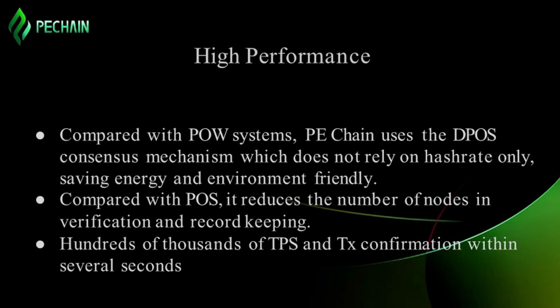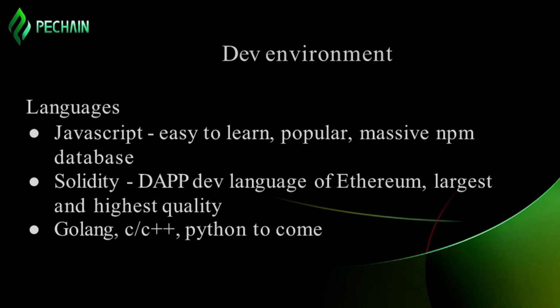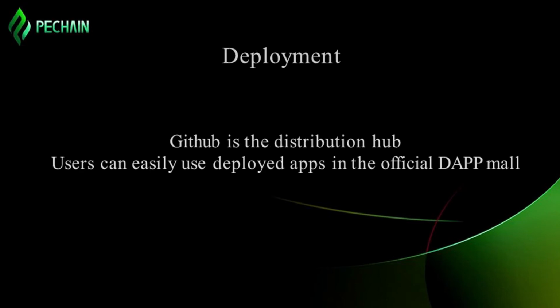Compared with POW systems, PE Chain will have higher performance, because we can deal with the hash tree only, and compared with POS, it reduces the number of nodes in verification and record keeping. We also have partners that we work with to enable a high performance TPS network on the order of hundreds of thousands and confirmation within several seconds, which is probably an order of magnitude better than a lot of the existing systems. For dev environments, we support JavaScript, Solidity, and other popular languages like Golang, C++, Python to come. Deployment is basically through GitHub, and you can easily see the deployed apps in the app mall.